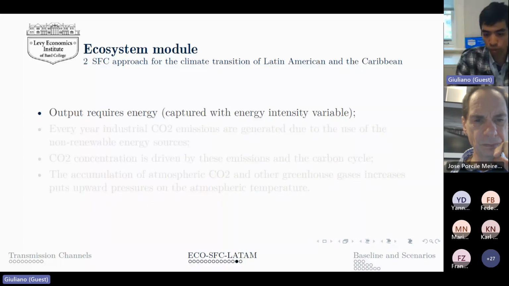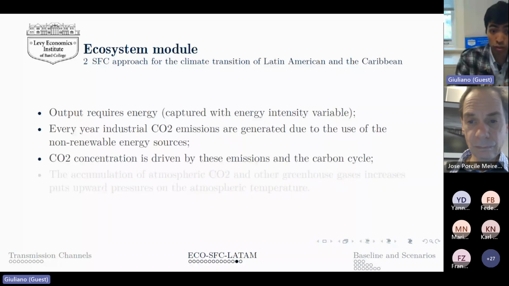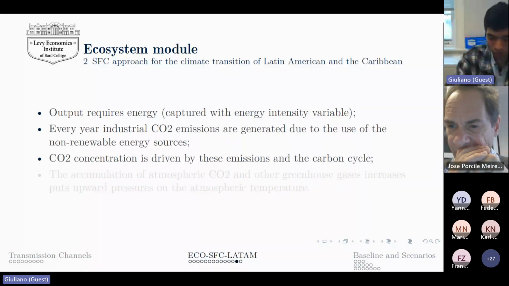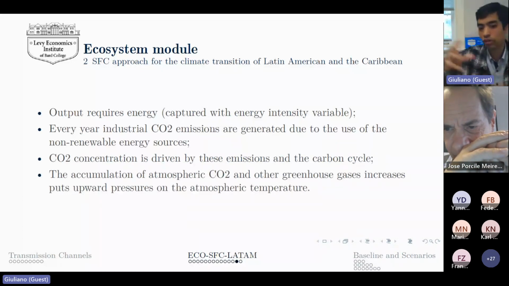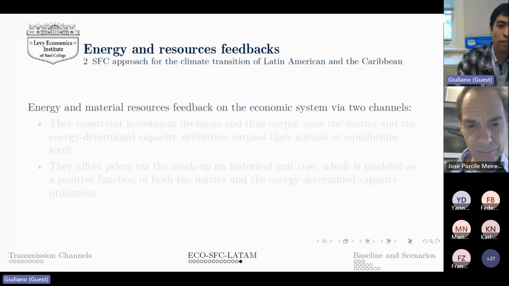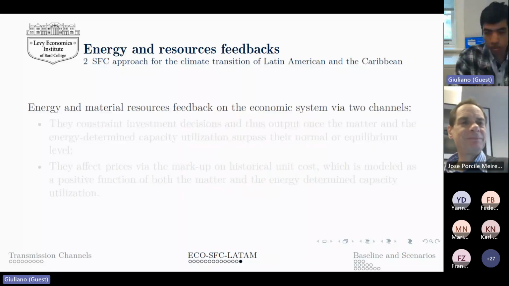Output will require energy, and every year the industrial CO2 emissions are generated through the use of non-renewable energy resources, and the CO2 concentration is driven by this emission and the carbon cycle among the different layers of the ecosystem. And the accumulation of this CO2 and other gases puts upward pressure on the atmospheric temperature.